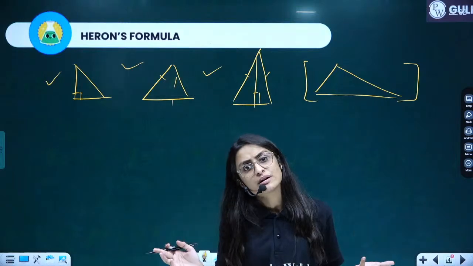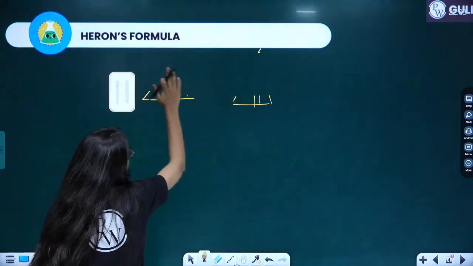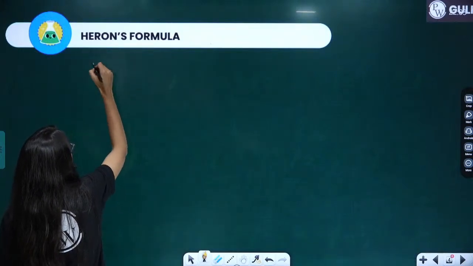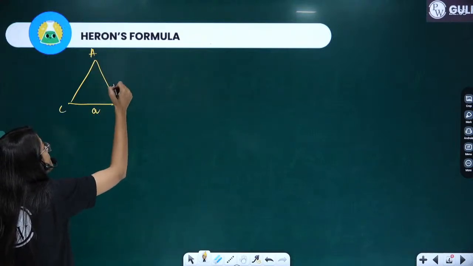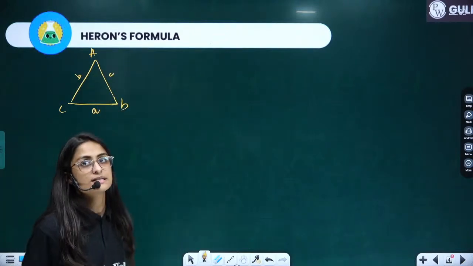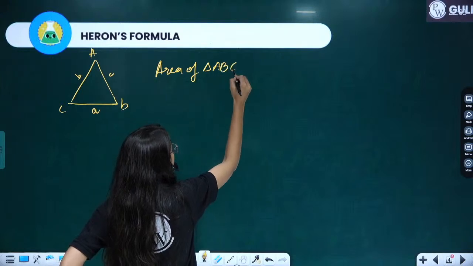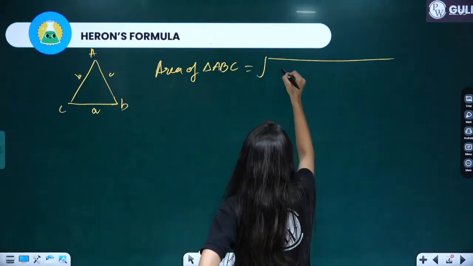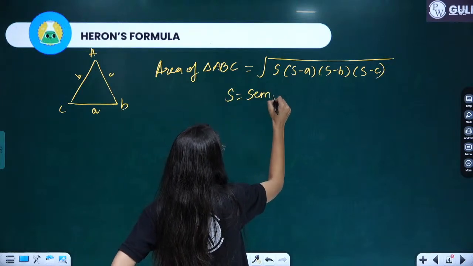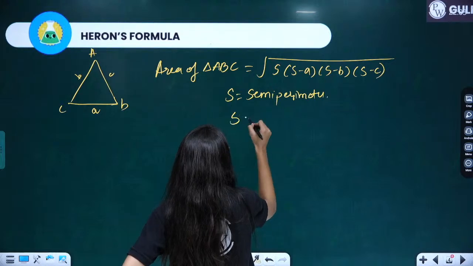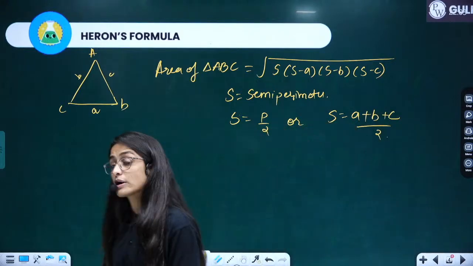Even if I draw any number of perpendiculars, they are related. That's why, if I have a triangle ABC where the sides are different, small a, small b, small c are the sides, then the area of triangle ABC will be root of s into s minus a into s minus b into s minus c. Here s is the semi perimeter, the perimeter divided by 2, equal to a plus b plus c over 2. Write it quickly.